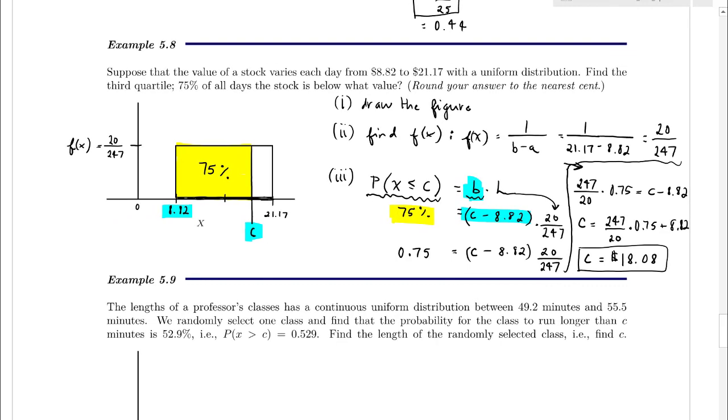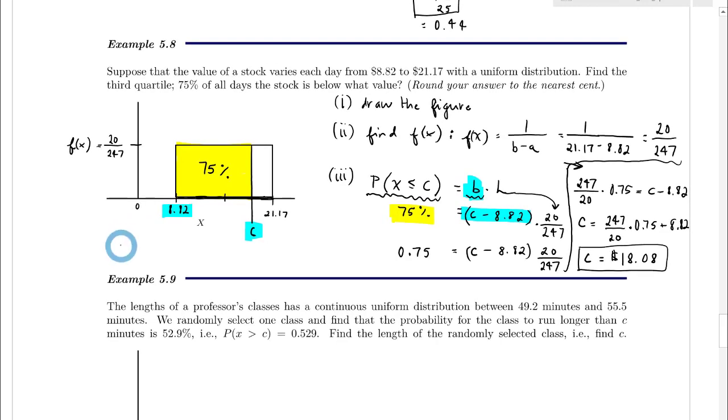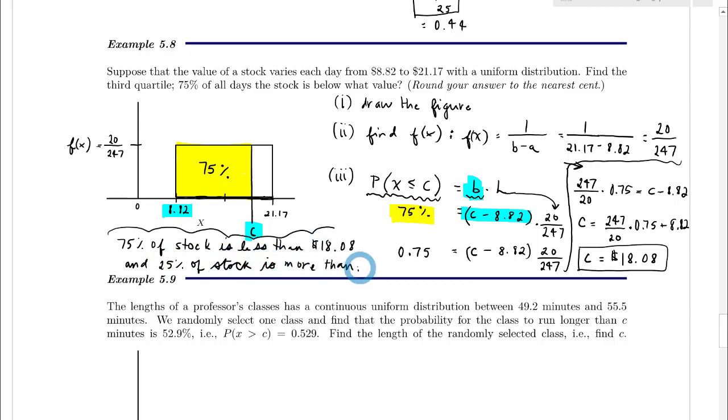And if we want to interpret it, we could say 75% of stock is less than $18.08, and 25% of stock is more than $18.08.